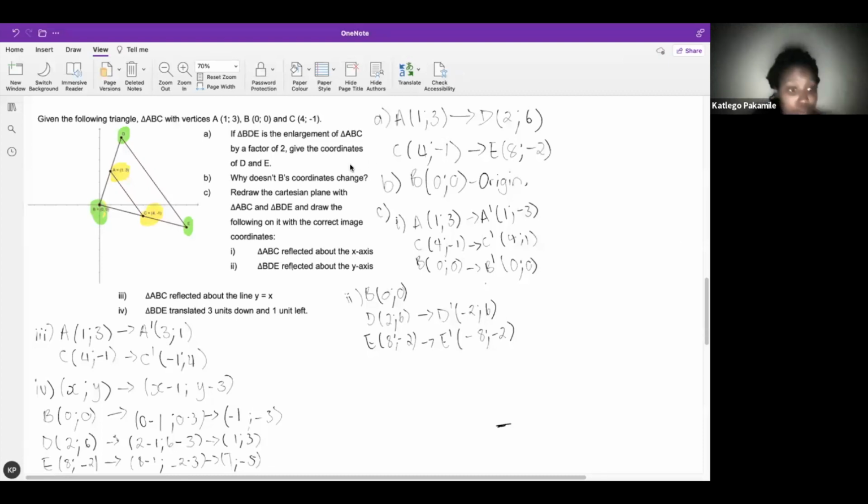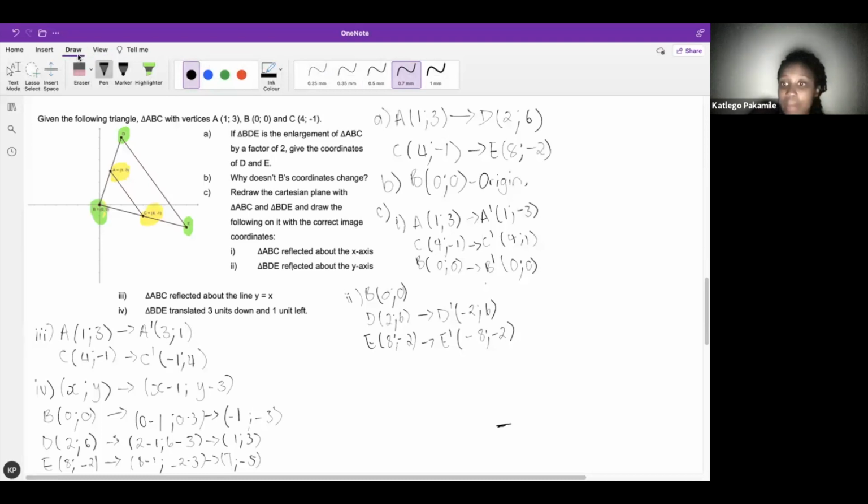Why negative 1 on B? Here, it's because it says 1 unit to the left. So remember, left and right is on the x-axis. So 1 unit left means you are subtracting 1. And then 3 units down is why we are subtracting 3 from the y.